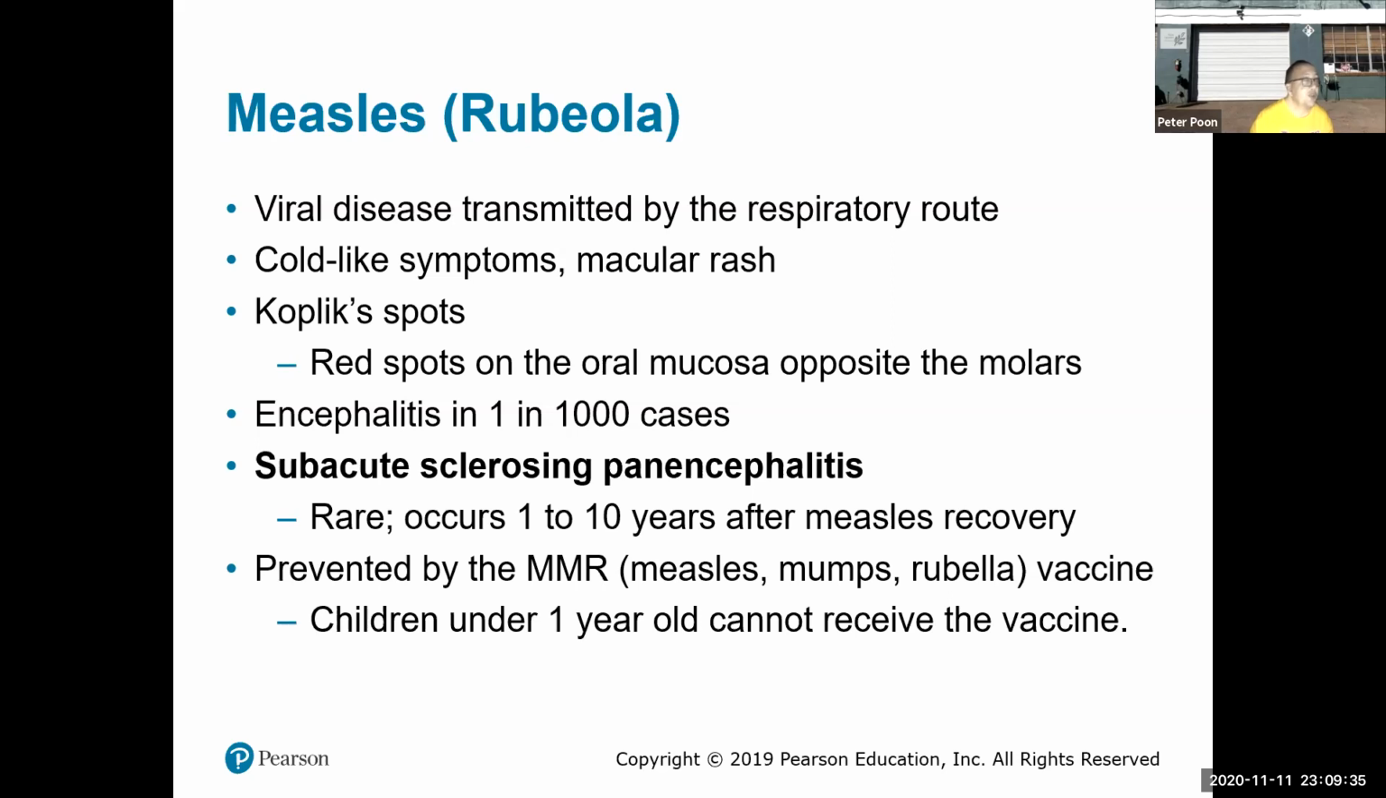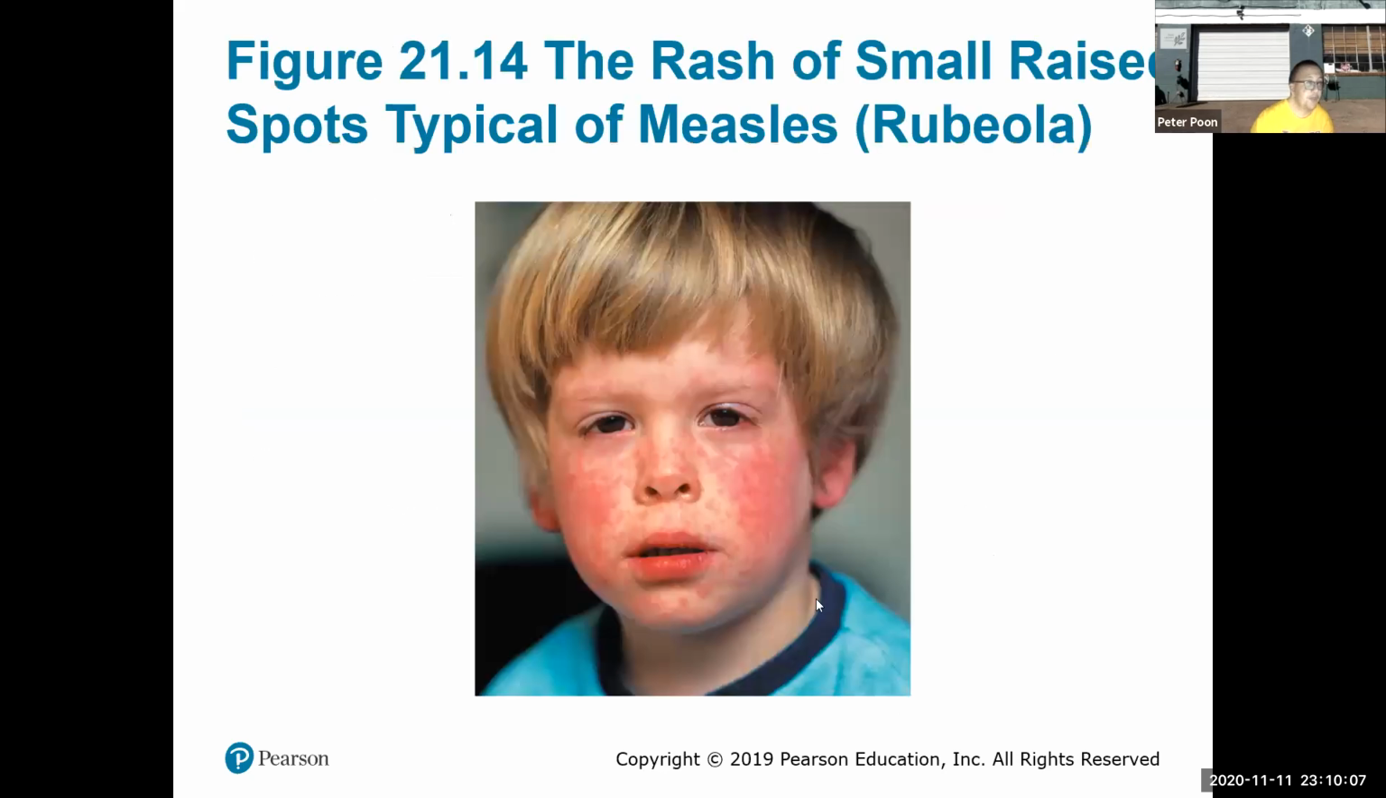Measles. Viral disease transmitted by the respiratory route. It is prevented by the MMR. Measles is incredibly infectious. The R value for measles is something like 14. This is the reason why you need a measles vaccine, because children under 1 can't receive the vaccine.